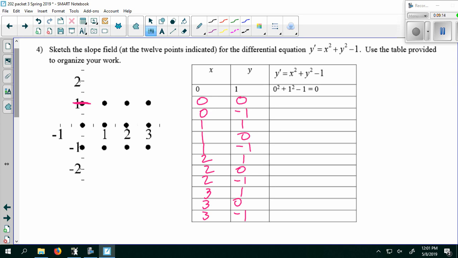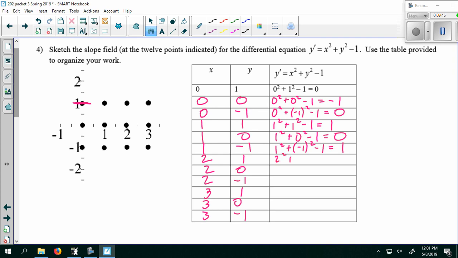So (0, 0), I get 0 squared plus 0 squared minus 1 is negative 1. (0, -1): 0 squared plus negative 1 squared minus 1 is 0. 1 squared plus 1 squared minus 1 is 1. 1 squared plus 0 squared minus 1 is 0. 1 squared plus negative 1 squared minus 1 is 1.